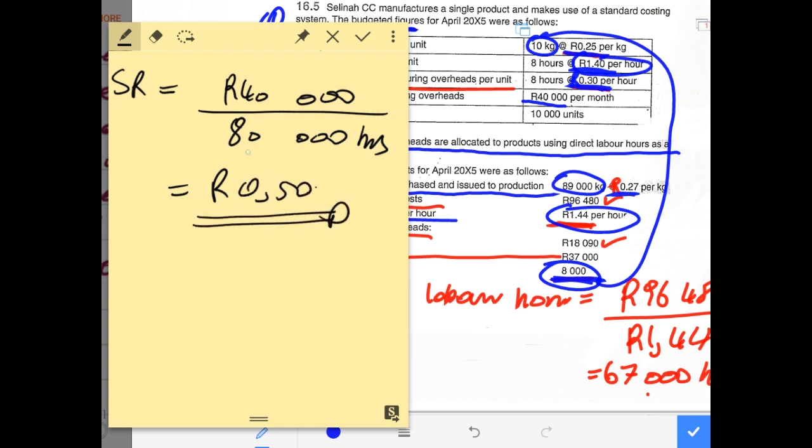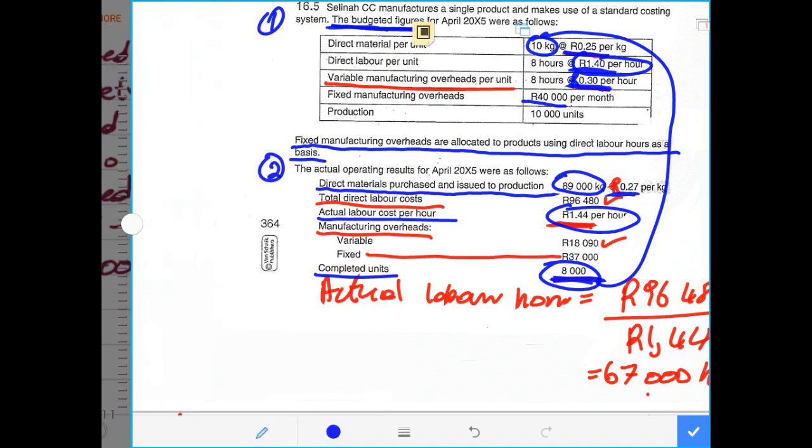The reason why we divide by 80,000 budgeted hours is because our fixed overhead is based on direct labor hours. So the minute we know that this is the budgeted fixed cost, we need to know the budgeted base, and our budgeted base is labor hours. Then we divide that by the budgeted labor hours of 80,000, and that gives us the budgeted rate, which is the standard rate in terms of fixed overhead, which in this case was not provided to us. So we just took the 40,000 and divided it by 80,000 budgeted labor hours, and that gave us the 50 cents.